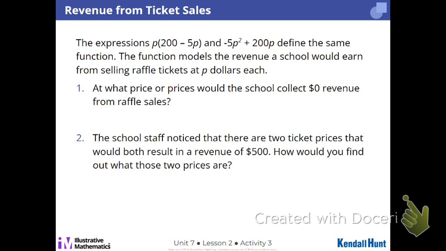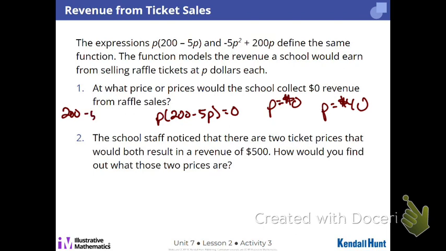Okay. So to find the $0 revenue, did you guys go with standard form or factored form? Factored form. And I'm going to set that up real quick. I know that my factored form equals 0. And I can get that to equal 0 by charging $0 and by charging how much? $40. Now, if you're not seeing that 40, all you need to do is this. You can set up this equation.